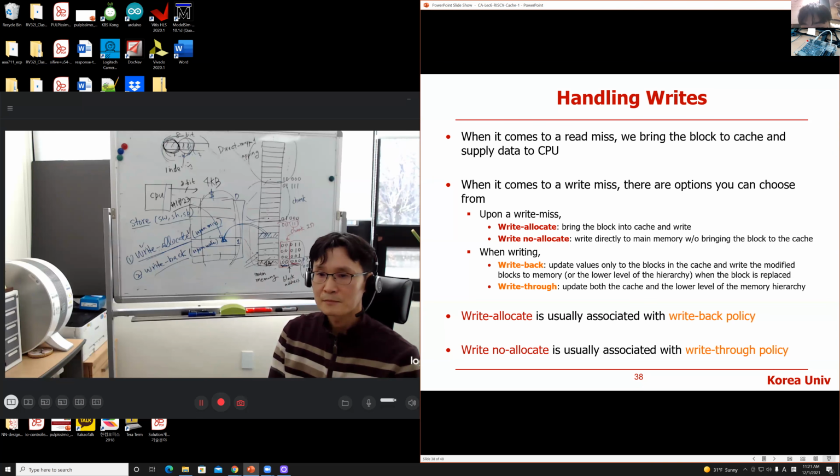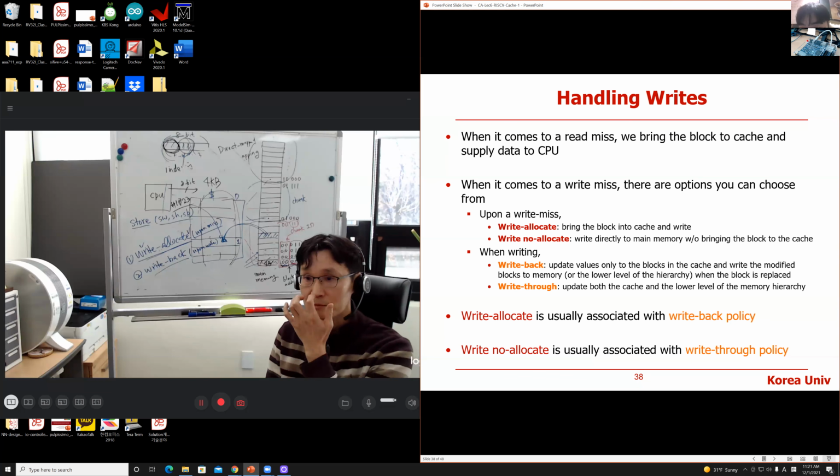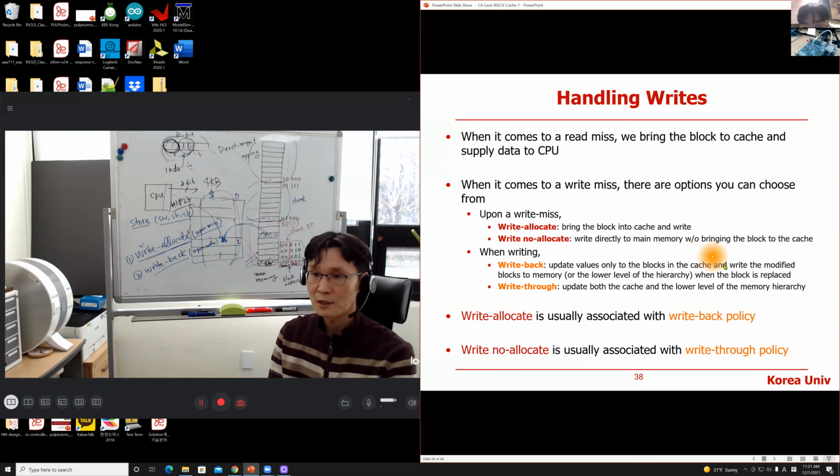Is this write operation? Oh, so bringing the block to the cache. Oh, without this one, without. Without, okay. Maybe without bringing the block to the cache.